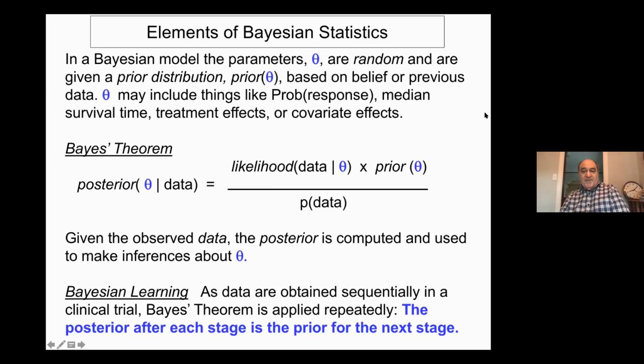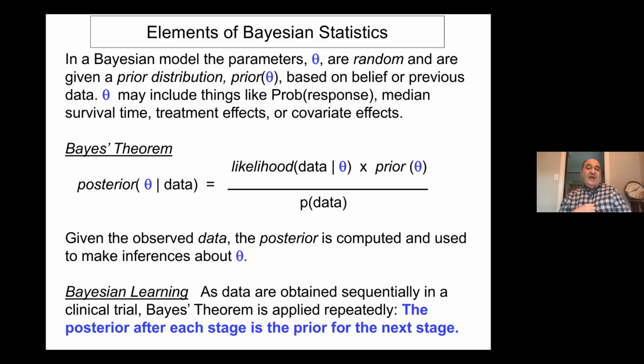So here are the elements of Bayesian statistics. And this formula is the most technical thing probably that I'll have. In a Bayesian model, there are actually 2 objects. One of them is data, the other is parameters. And parameters play a central role. I'm using the Greek symbol theta to represent 1 or more parameters in a model. And Bayesians consider parameters to be random. So we give them a prior probability distribution. And this is based on belief or previous data.